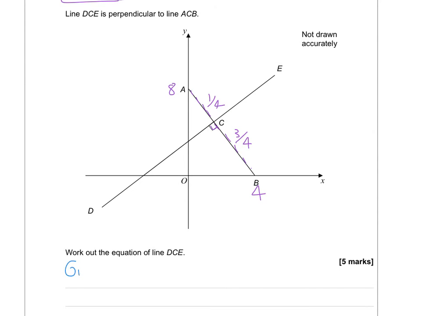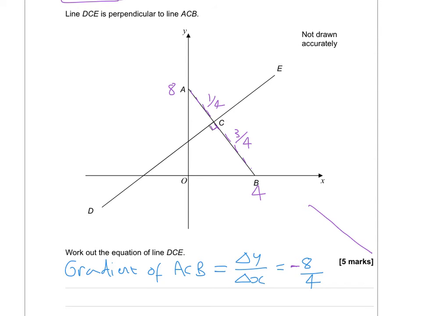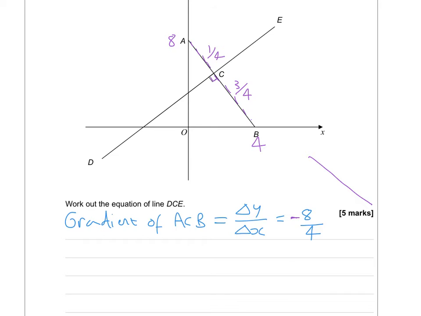The first thing we're going to do is work out the gradient of line ACB, which of course is its change in y over its change in x, which is 8 over 4, but because the line is in this direction, it has a negative gradient. So the gradient of ACB is equal to -2. Now the gradient of DCE is equal to 1/2. It is the negative reciprocal of the gradient of ACB as they are perpendicular to each other.